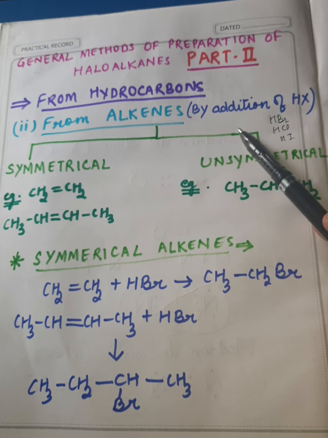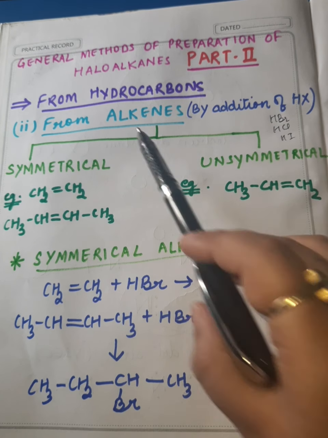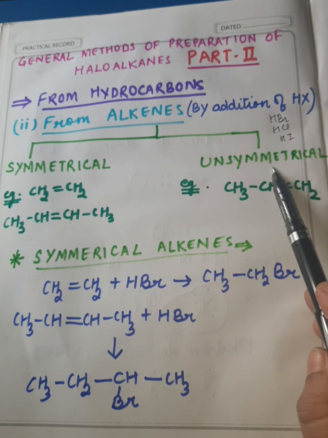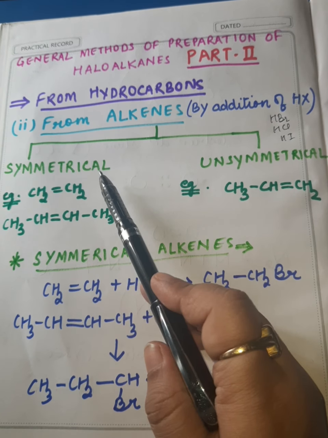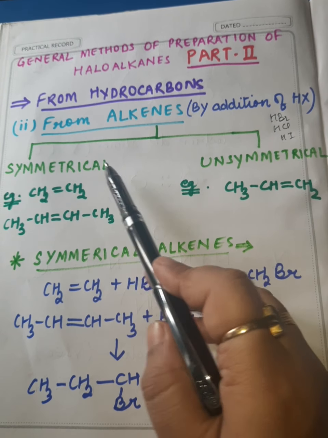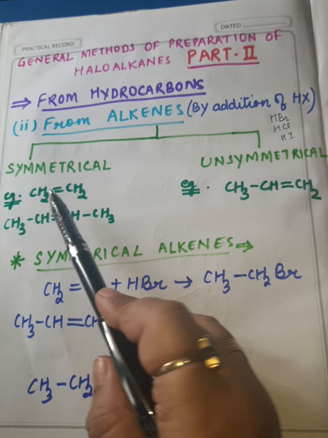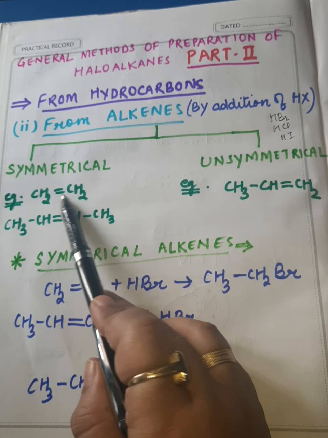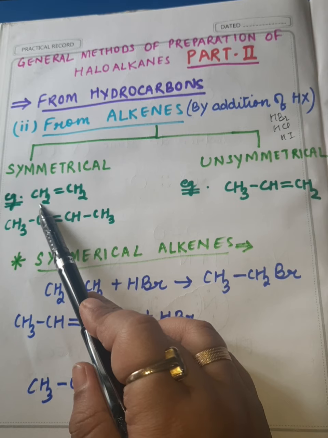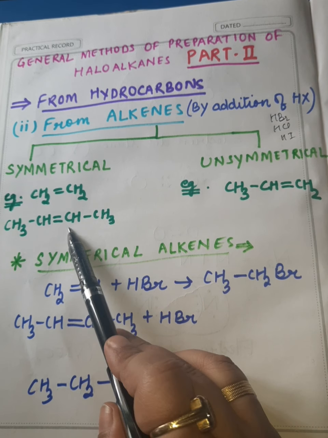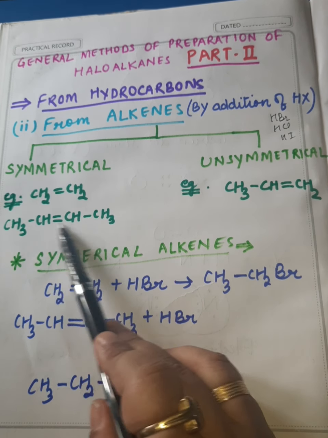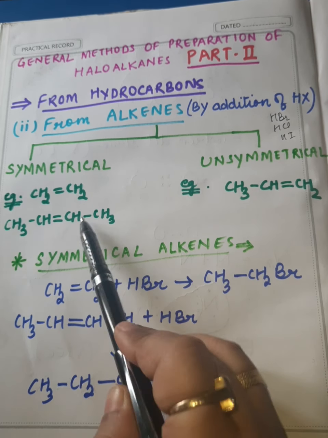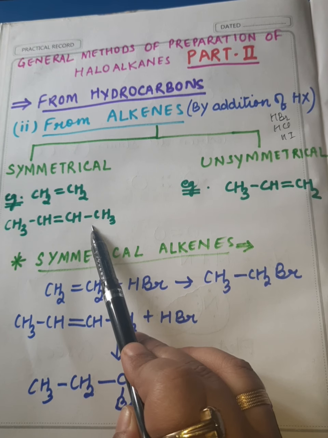Before I teach you the method, I would like to tell you that alkenes are of two types, symmetrical and unsymmetrical alkenes. What do we mean by symmetrical alkenes? Symmetrical alkenes are those which have the same number of carbons and hydrogens around the double bond. You can see here ethene, CH2=CH2. Now see here 2-butene. Here in 2-butene also, around the double bond the symmetry is the same. So this is a symmetrical alkene.